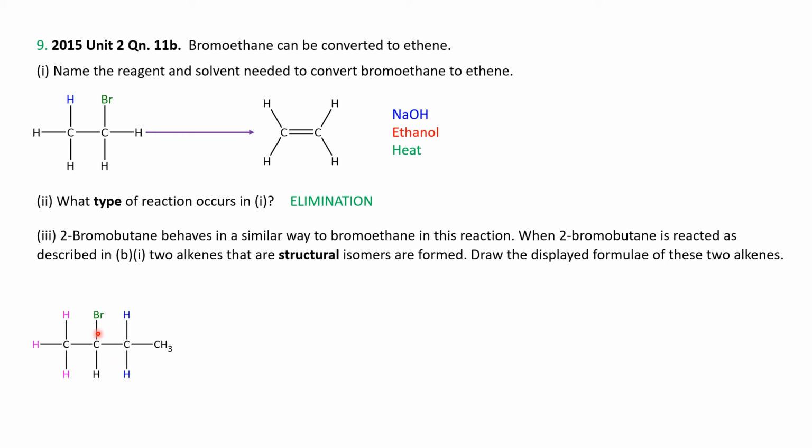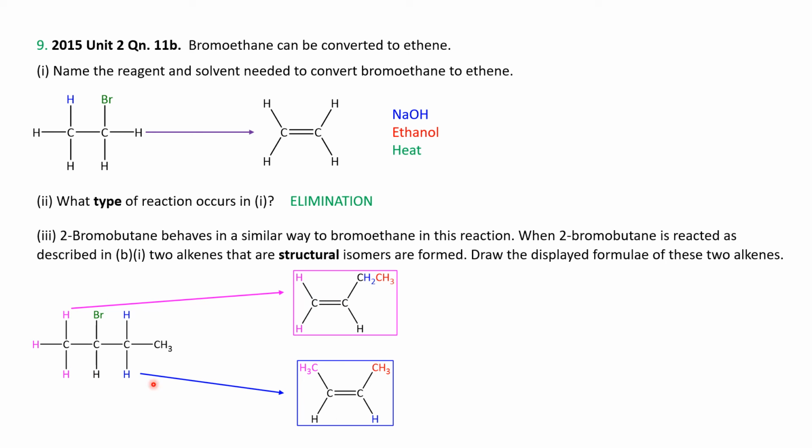So structural, we're either losing from carbon 1 or from carbon 3. Lose from carbon 1, we get that species, which is 1-butene. Lose from carbon 3, we get this one, which is 2-butene. And of course, the 2-butene, analogously to the last question, can either be E or Z.